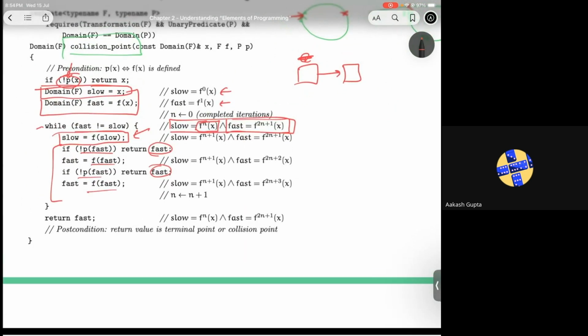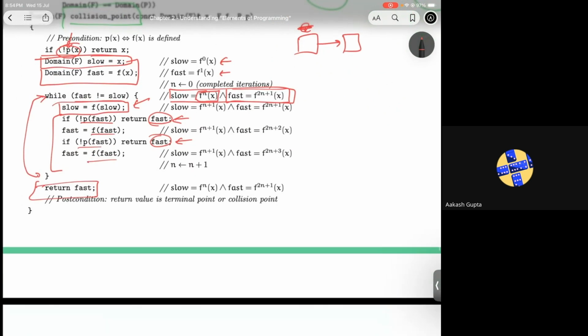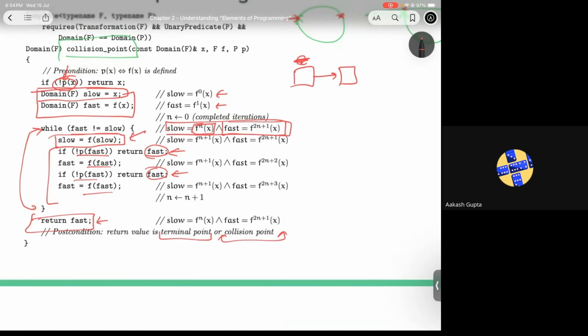So when this loop breaks, we know that we are at a collision point. We are inside a cycle. How? Because if we had reached the terminal point, we would have returned with these return statements. So we are here, which means we are inside the cycle and we are simply returning it. The postcondition is that the return value is either the terminal point or the collision point, where the collision point is returned by the last return statement.